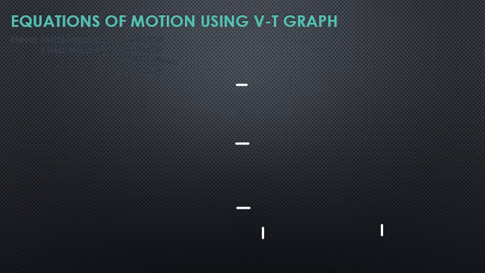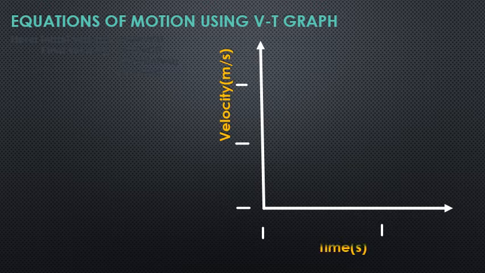We derive the equations of motion by graphical method. For that, we will first see a velocity time graph. Here velocity and time have been represented on y and x axis respectively. Now we are taking a velocity time graph for uniform motion, which is a straight line, something like this. And this graph AB represents the uniform motion velocity time graph.